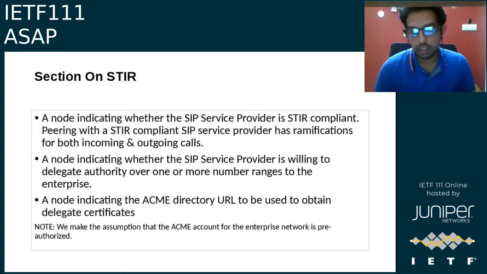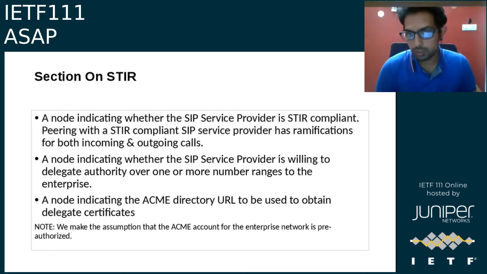The second node indicates whether the SIP service provider is willing to delegate authority over one or more number ranges that it owns. The use cases for this are documented in the STIR delegate certificate draft. So there's a good reason to do this. And if the service provider is willing to delegate this authority, the third node is also present, which indicates the Acme directory URL object, which the enterprise can dereference in order to obtain delegate certificates.